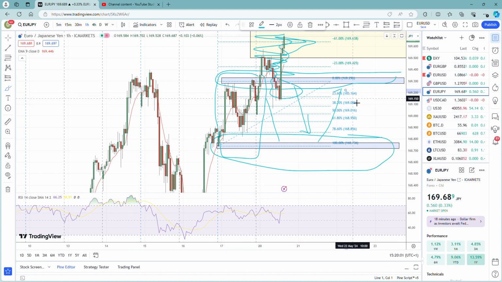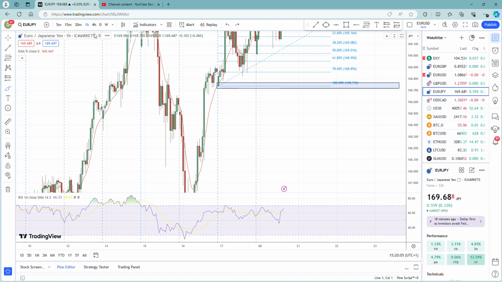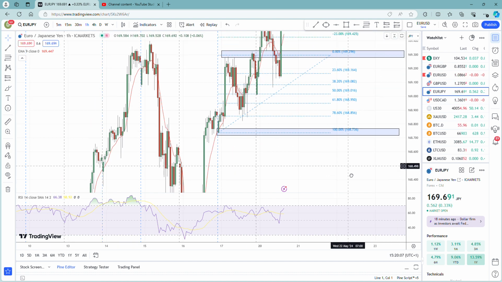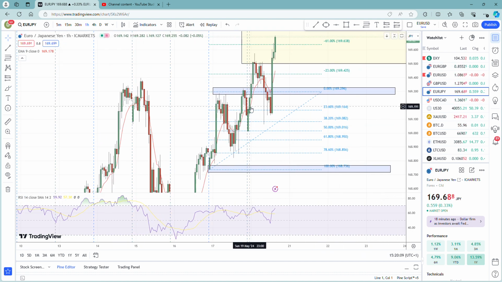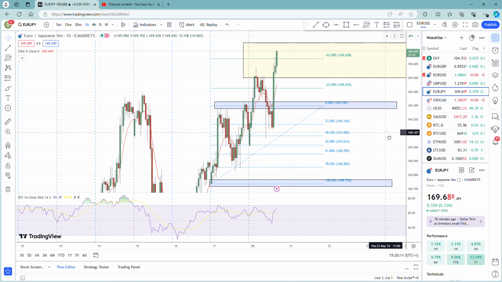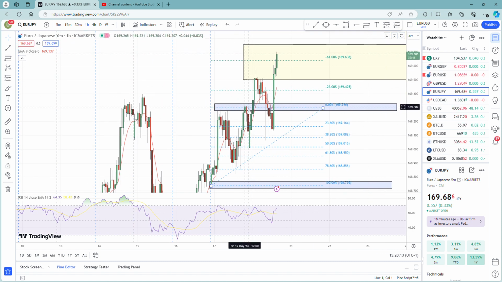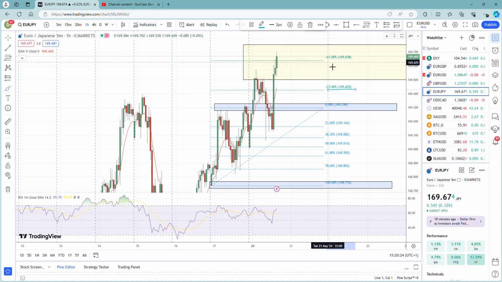So let's have a look at what happened. Market opened in the Asian session, it was bullish. It breached the resistance. So if it breaches resistance, you could actually have bought within the Asian session. Your TP1 would have been minus 23. TP2 would have been minus 61.